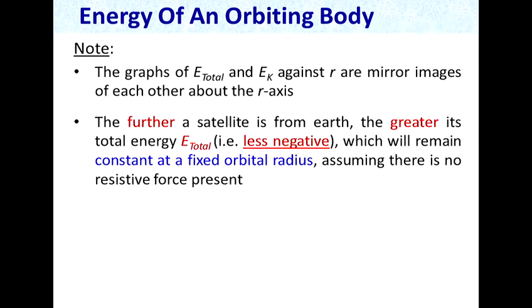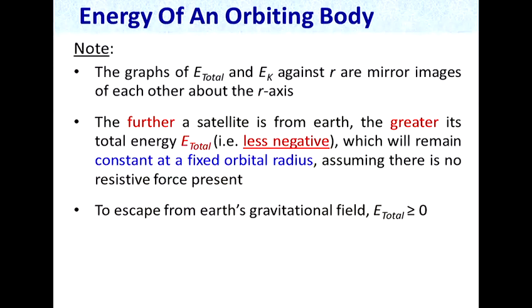And you can see from the graph that the further a satellite is from Earth, the greater its total energy is, which means less negative. Total energy is always negative for this satellite, based on the expression we've derived, and the negative sign is part of the magnitude. So the further the satellite is away from Earth, the less negative and therefore greater the total energy. And this total energy, assuming that it's orbiting at a fixed radius, will be constant.